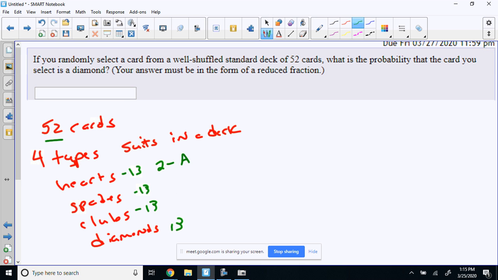So, if you randomly select a card from a well-shuffled deck of 52 cards, what is the probability that the card you select is a diamond? Well, how many diamonds do you have? 13 out of how many cards? Which is 1/4. Ooh, look at that. We're going to send you to Vegas after all.